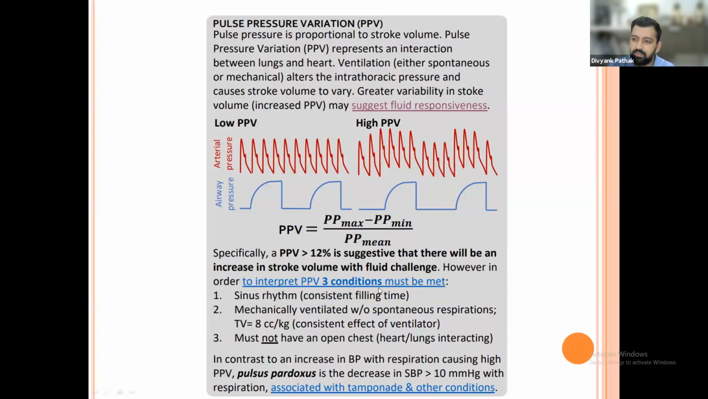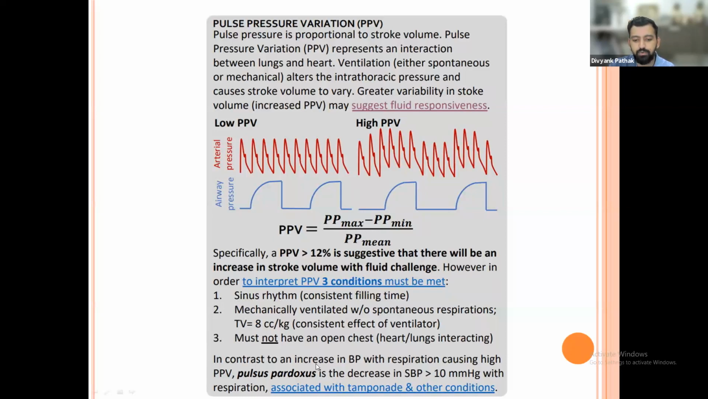There are three conditions which have to be met, which is very important. There has to be a sinus rhythm. The patient should be mechanically ventilated without spontaneous respiration. The tidal volume should be at least 8 ml per kg and there must not be an open chest. So these three are the must criteria to see the pulse pressure variation in a ventilated patient.